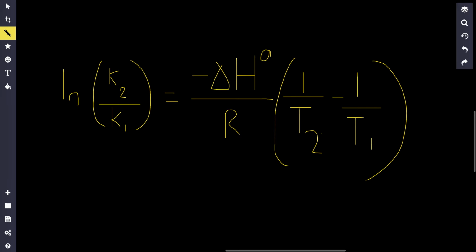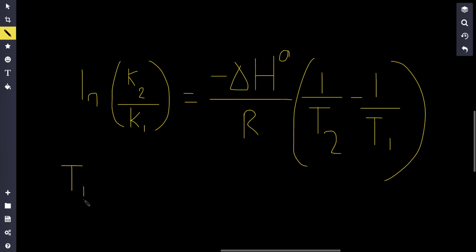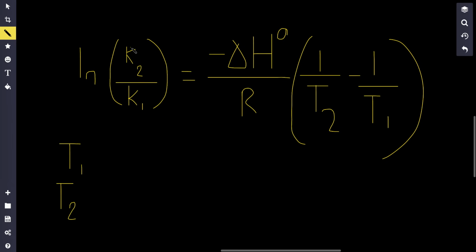Now, this equation seems very complicated at first. But what you have to realize is, notice how this equation has T1, T2. And notice how it has K1 and K2.